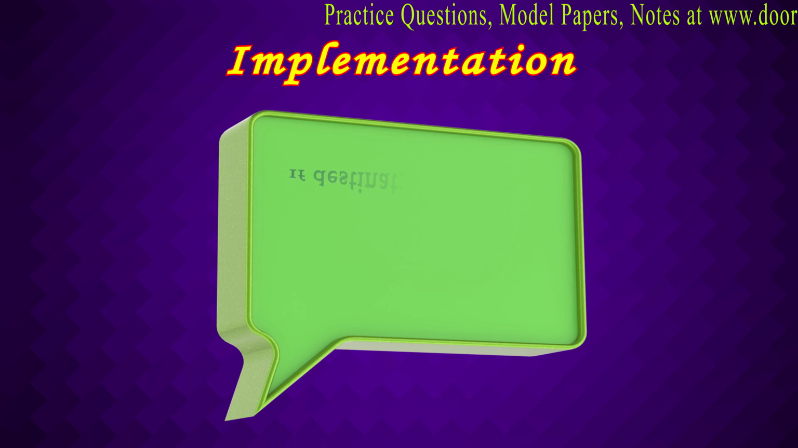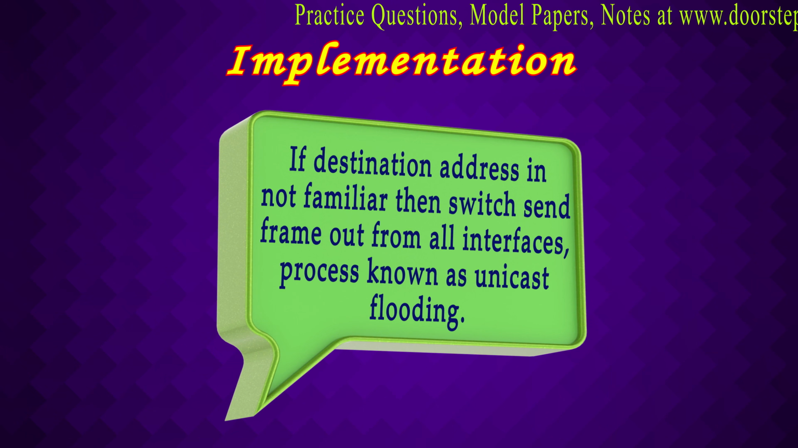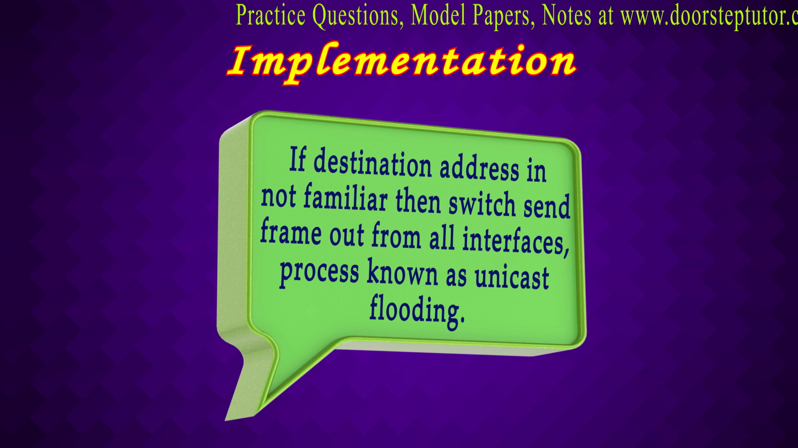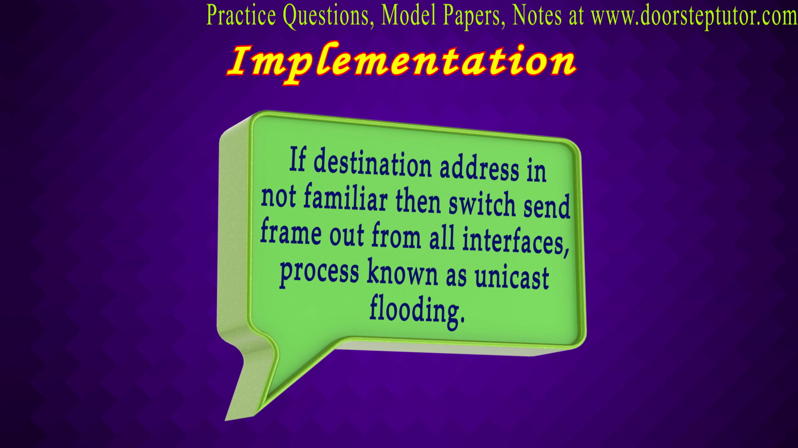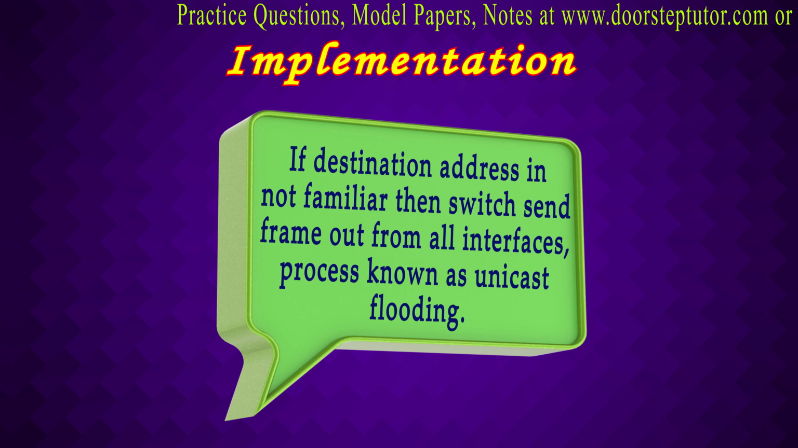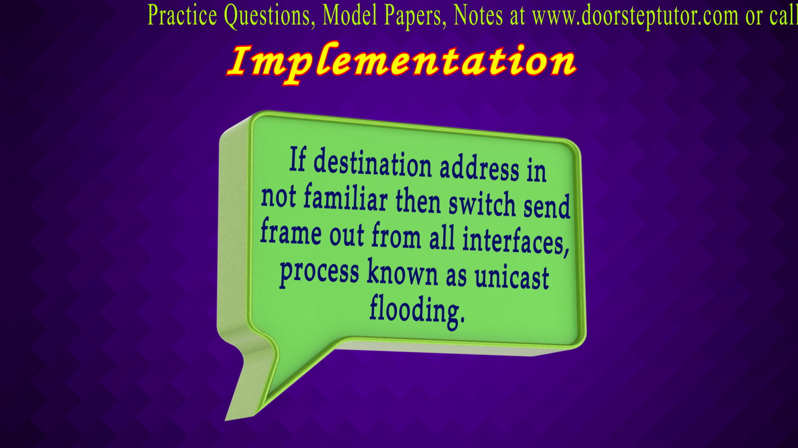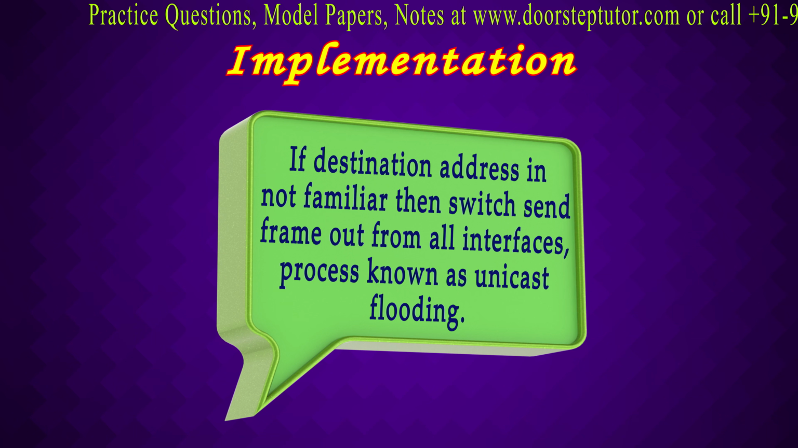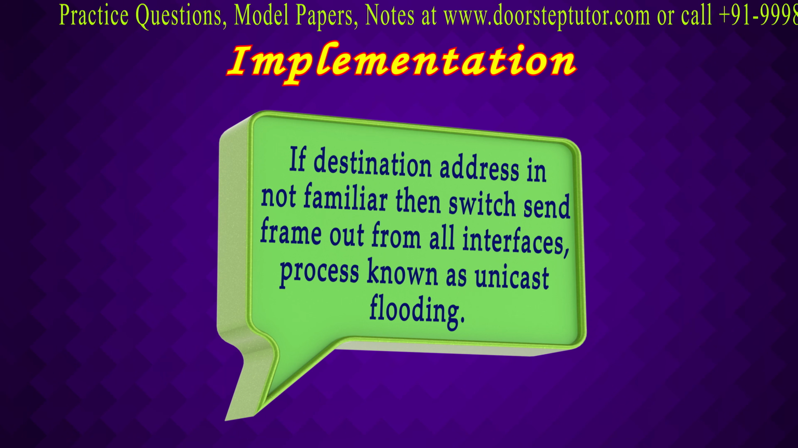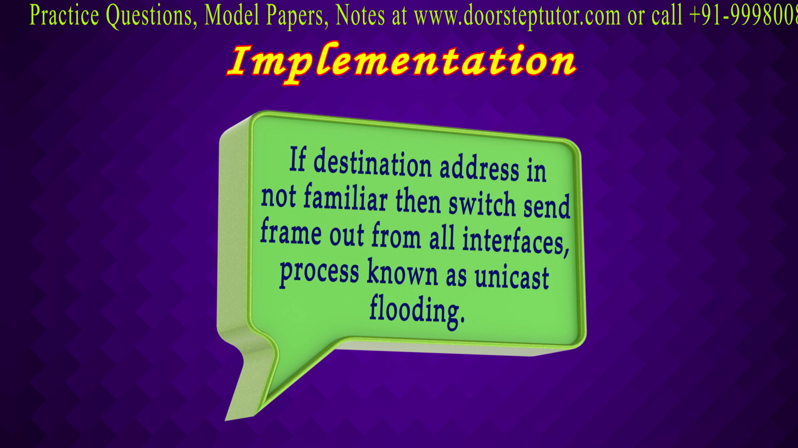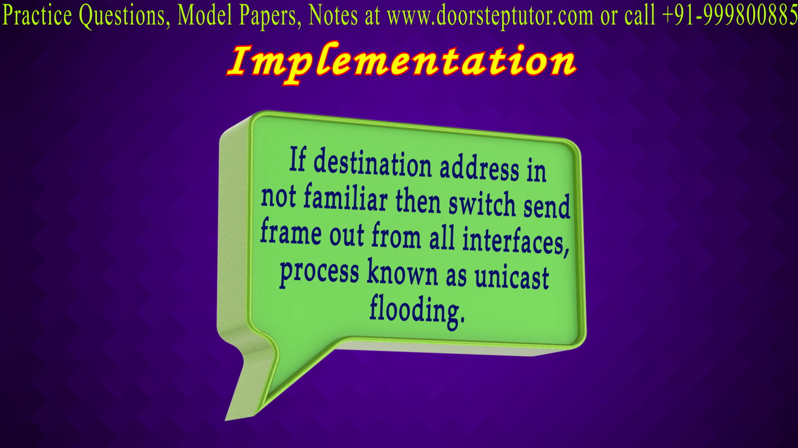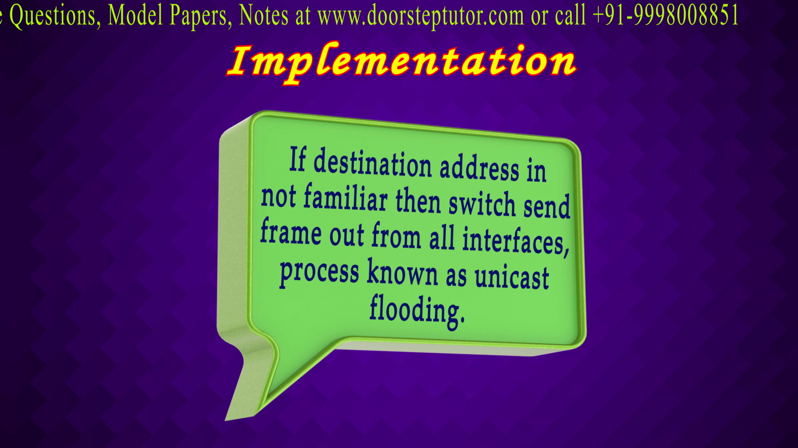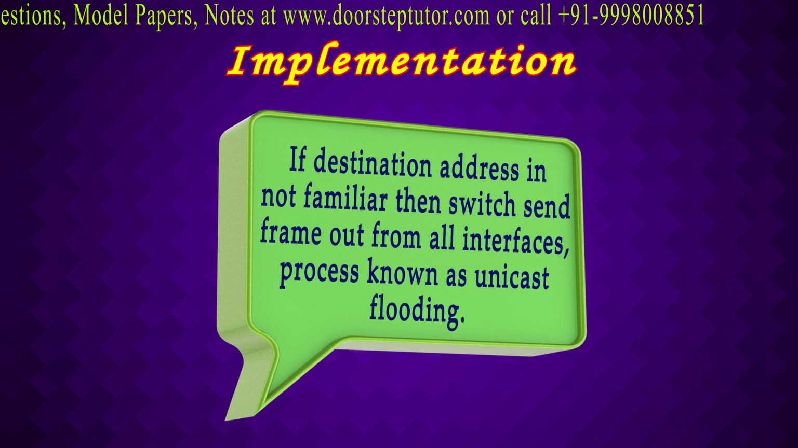And the last point is unicast flooding. What exactly does it mean? Unicast flooding means that if the destination address is not familiar, then it will transfer the data through all the interfaces which are present, and the data will be transferred to all the locations. So there will be a kind of flooding of data. That is called unicast flooding.